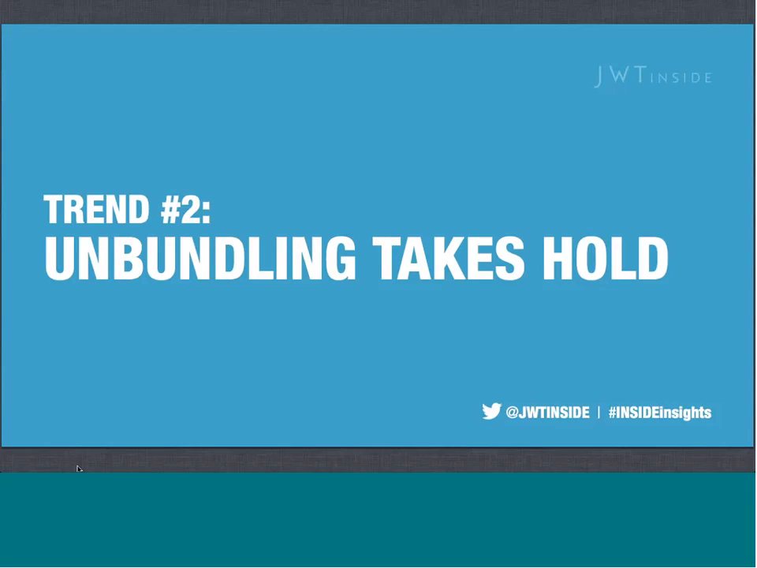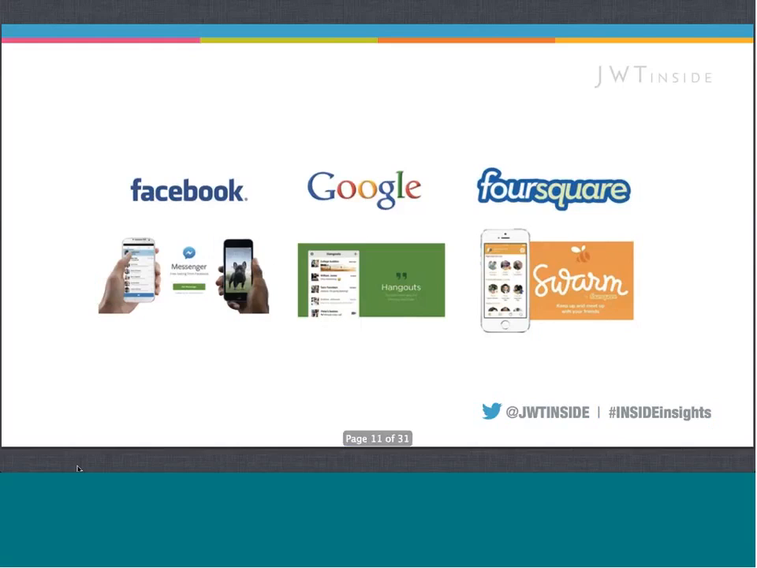So the next trend that we're going to talk about is unbundling. Unbundling is something that's happening across many mobile apps today, and some of the larger players in the market, like Facebook, Google, and Foursquare, have started to unbundle some of their functionality from their main apps. You probably noticed that Facebook recently, almost everybody's got that installed on their mobile devices.